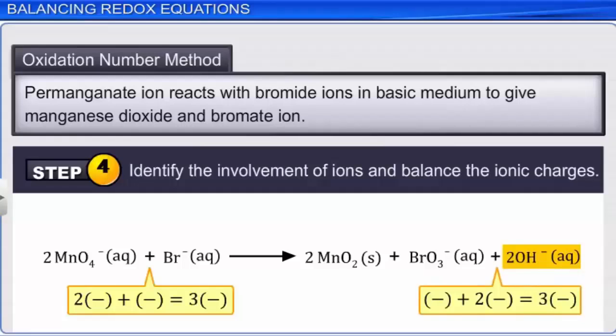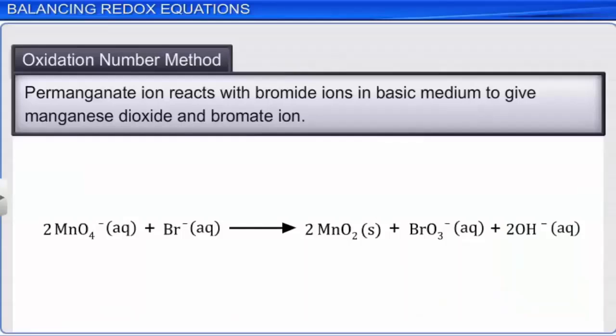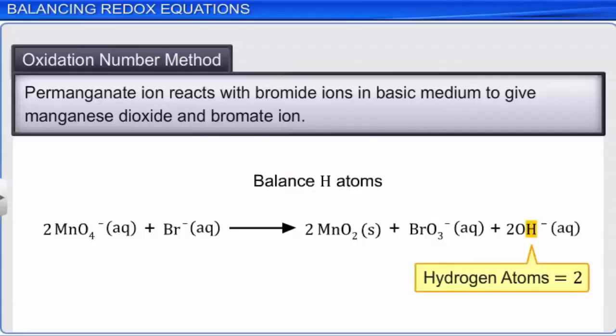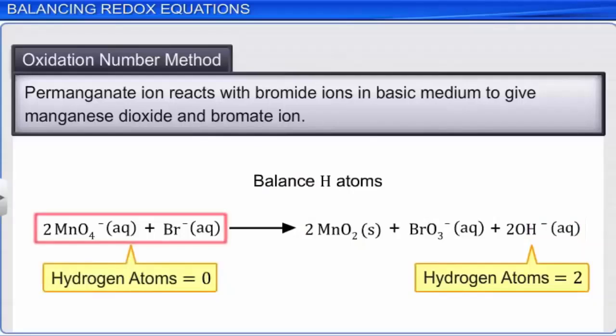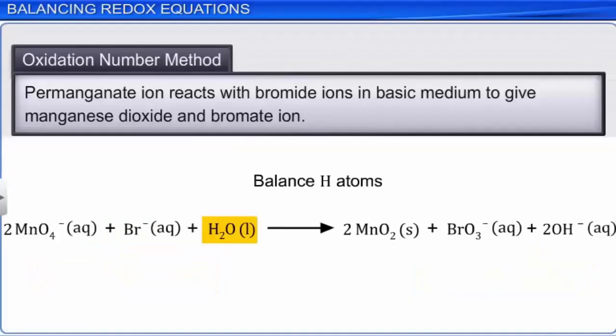Finally, balance the number of hydrogen atoms. This can be done by adding H2O molecules to the reactants or products as applicable. In this case, we have 2 hydrogen atoms on the right-hand side and no hydrogen atoms on the left-hand side. Hence, add 1 water molecule on the left-hand side to balance the hydrogen atoms.